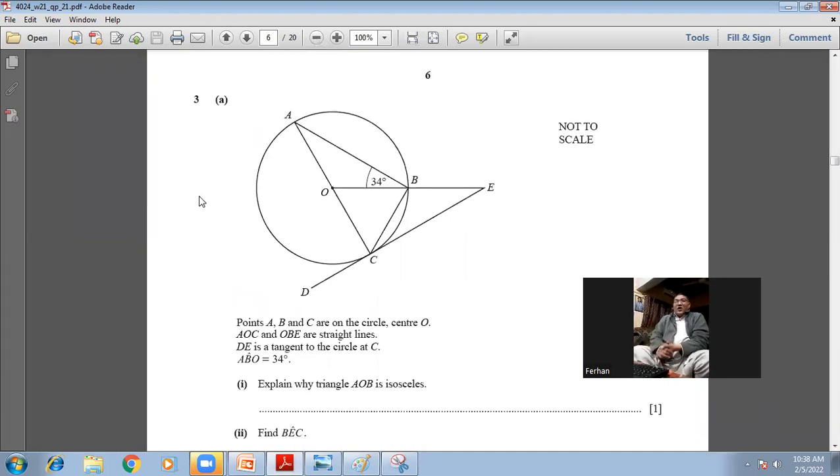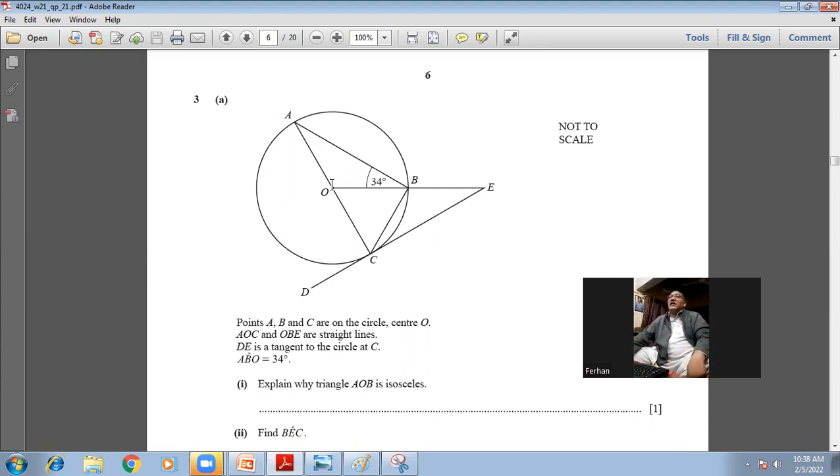Okay, the points A, B, and C are on the circle. Center O, AOC and OBE are straight lines. DE is tangent to the circle at the C, and the angle ABO is 34. He says, explain why the triangle AOB is isosceles triangle.